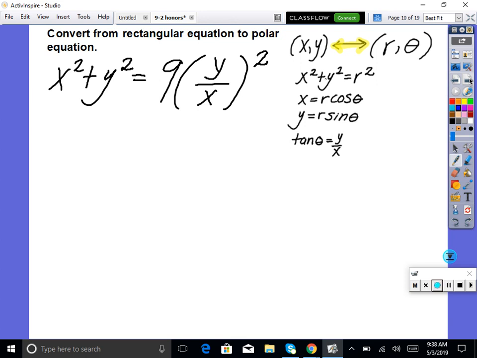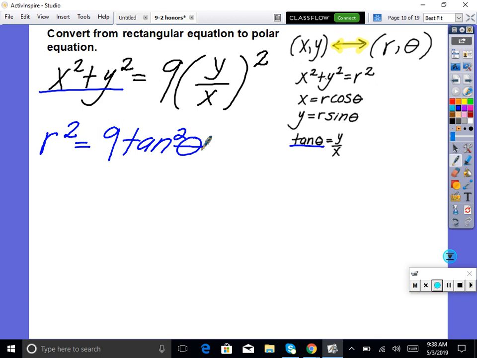So let's look here. What is that in polar form? So we have r squared is equal to, 9 is 9. Now we have a y over x squared. Is y over x anything in particular? Tangent of theta, isn't it? That's the polar form. So it would be tangent of theta squared, or tangent squared theta, same thing, right?